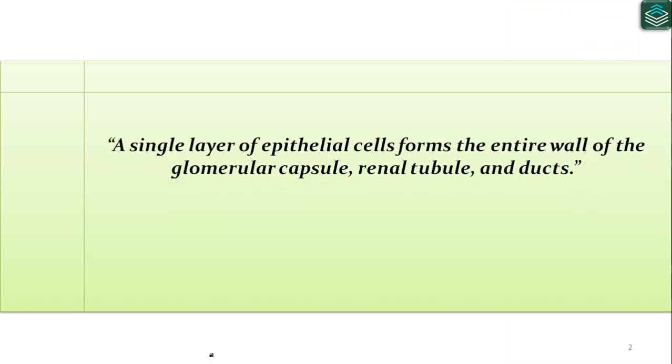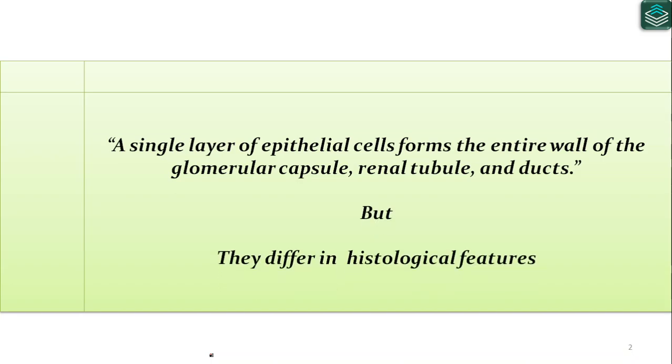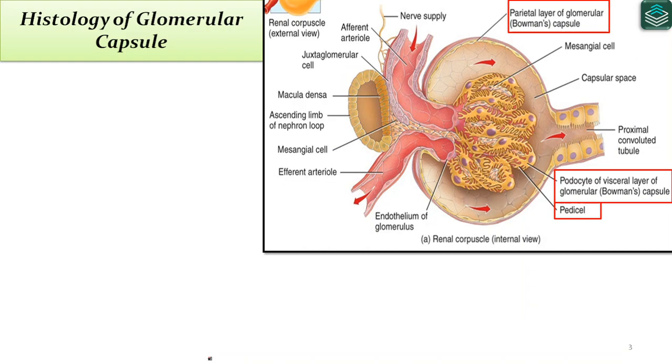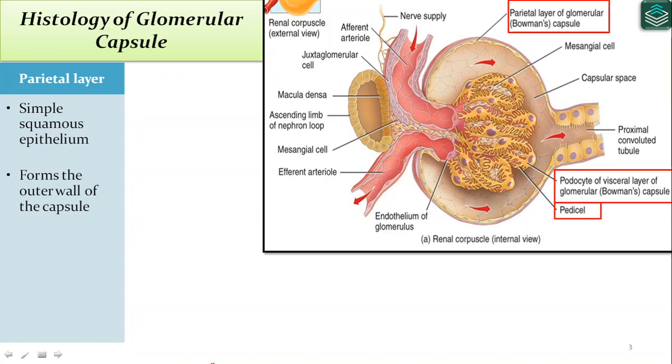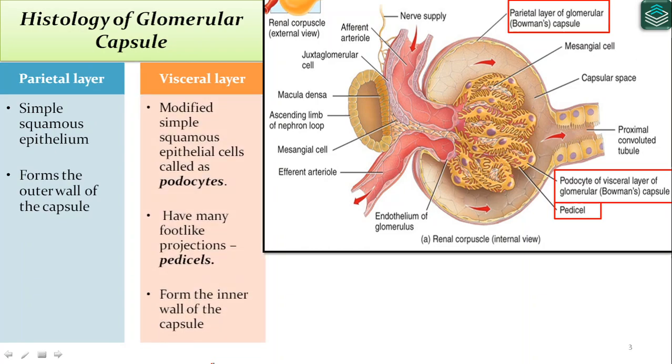A single layer of epithelial cells forms the entire wall of the glomerular capsule, renal tubule, and ducts, but they differ in histological features. The glomerular capsule has two layers. The first is the parietal layer and the second is the visceral layer. The parietal layer is formed by simple squamous epithelium, which forms the outer wall of the capsule, whereas the visceral layer is formed by simple squamous epithelial cells which are modified and are called podocytes.